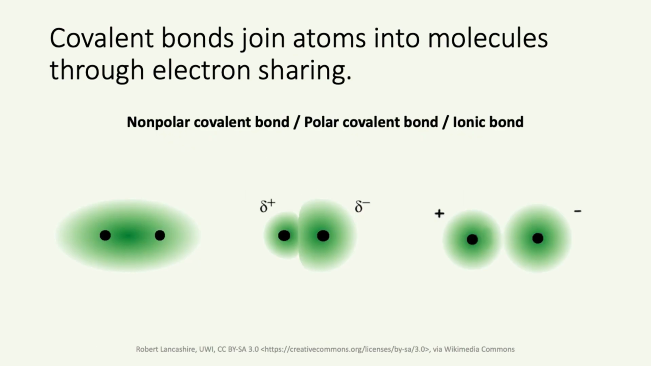Covalent bonds join atoms into molecules through electron sharing. A molecule consists of two or more atoms held together by covalent bonds. An atom's electronegativity is a measure of its attraction for shared electrons. In a nonpolar covalent bond, electrons are shared equally. In polar covalent bonds, such as those found in water, electrons are pulled closer to the more electronegative atom.